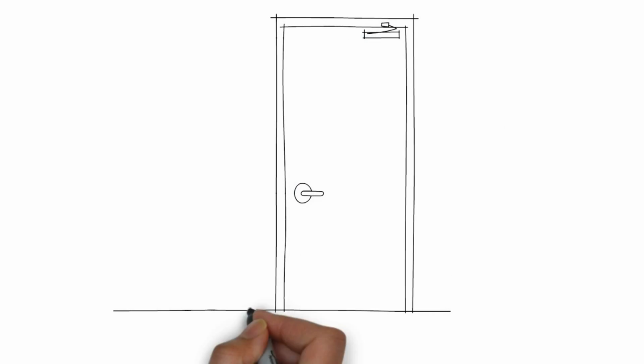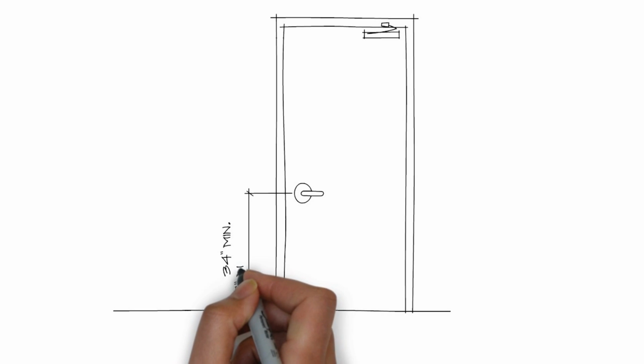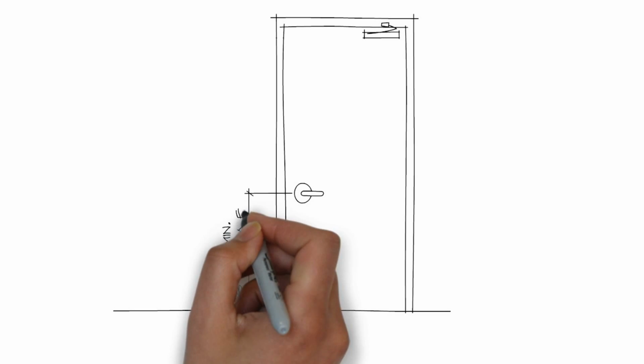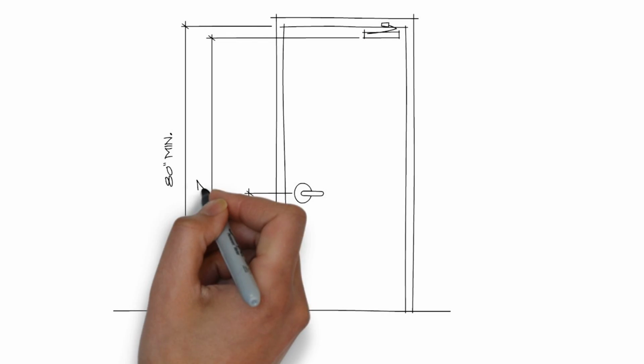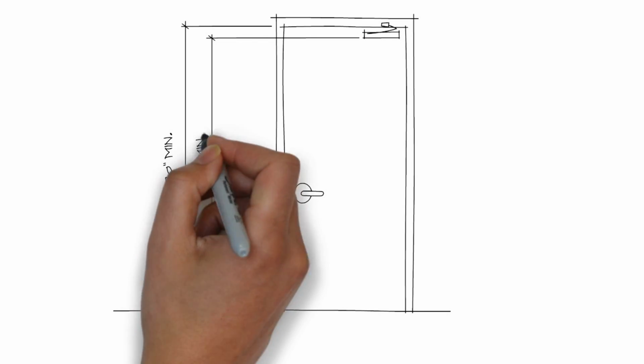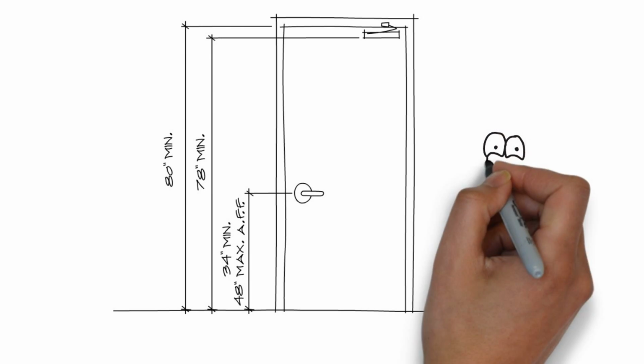So far things look pretty simple, right? Now the only thing that we're missing are the clearances required for the heights. Hardware can be mounted between 34 inches minimum and 48 inches maximum above the finished floor. The door itself must provide 80 inches minimum, but if the door has a closer or a door stop, then they can be mounted at 78 inches minimum, so just a couple inches lower, you see.